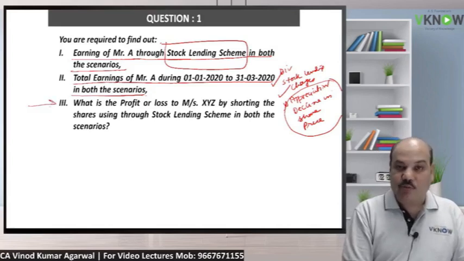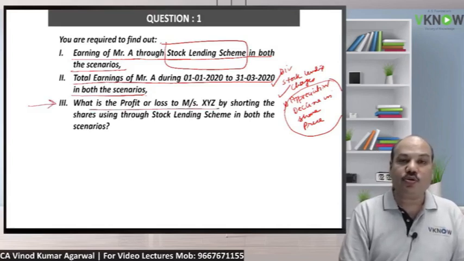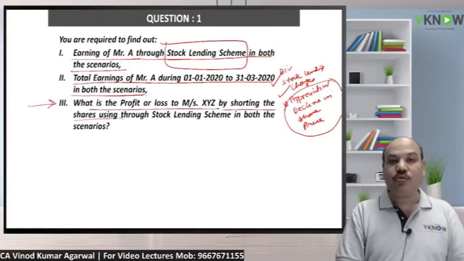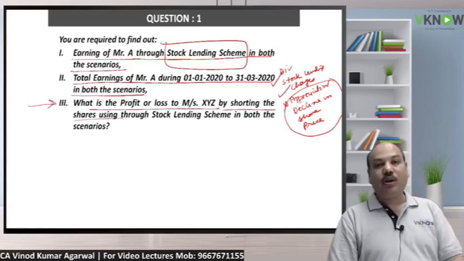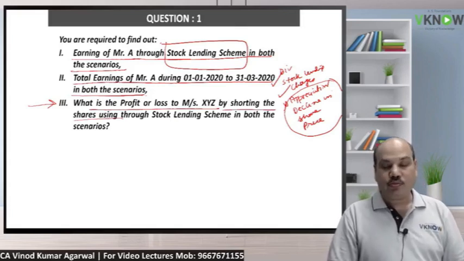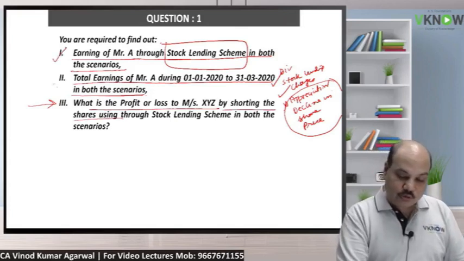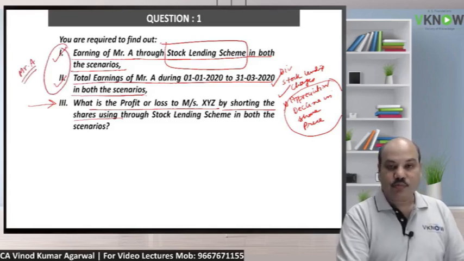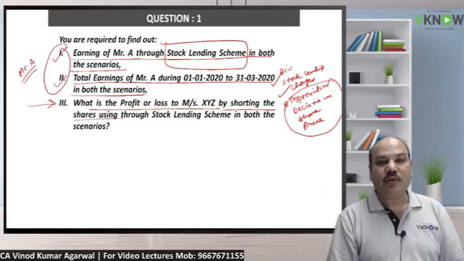And then the question is from the short seller's point of view, that what is the profit or loss to Messrs XYZ by shorting the shares through stock lending scheme in both the scenarios. So first we'll solve these two questions. This is from Mr. A's point of view. This we can solve in one table only.